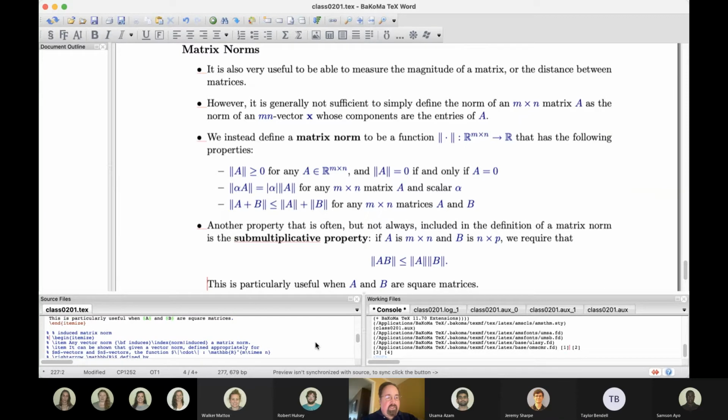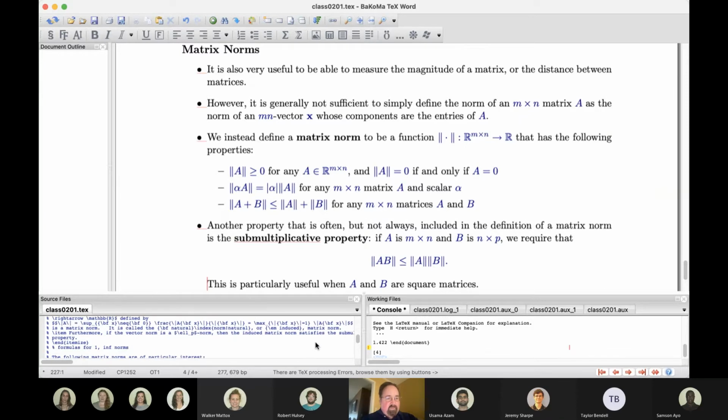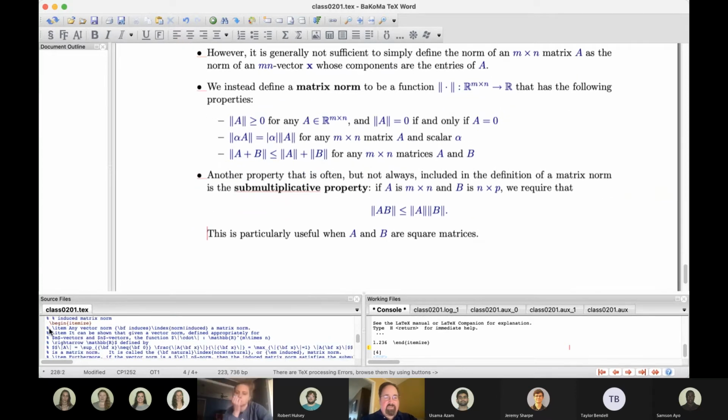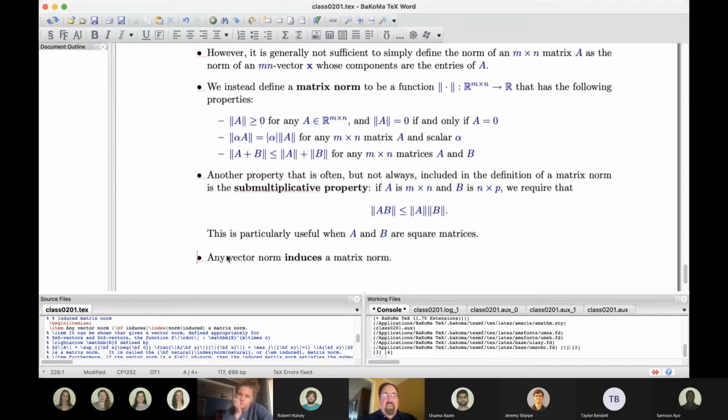So how do we define a matrix norm? It's a little tricky. If you have a vector norm already, you could define a matrix norm from it.